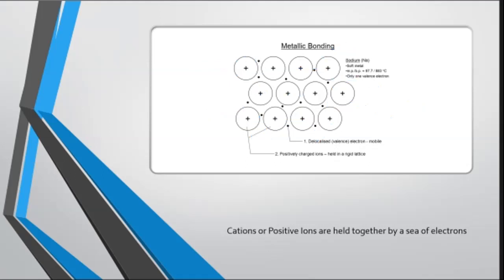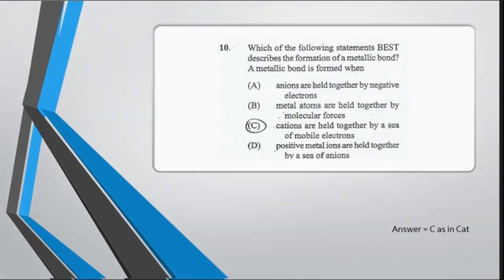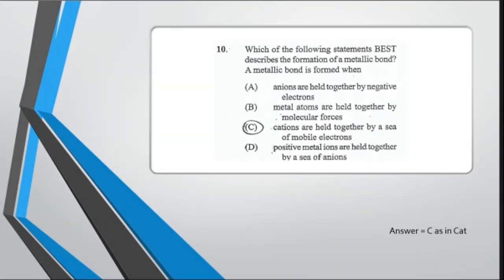So with that in mind, let's go back to the question. A metallic bond is formed when cations, positive ions, are held together by a sea of mobile electrons. And this would be your answer, C as in cat.